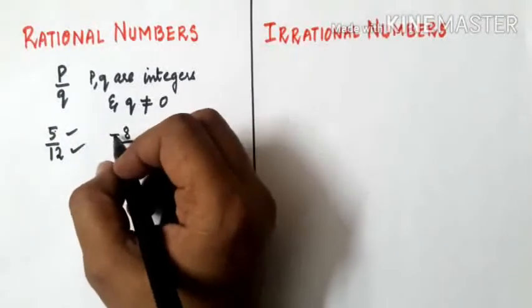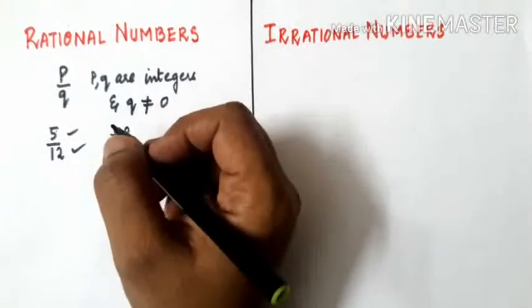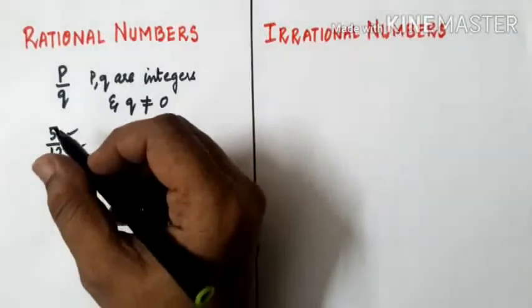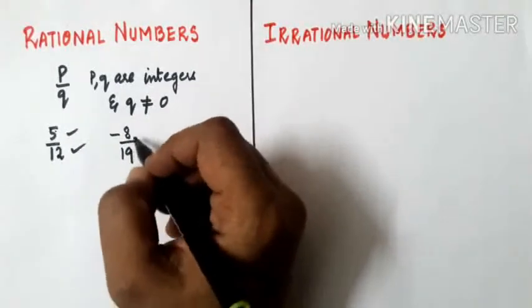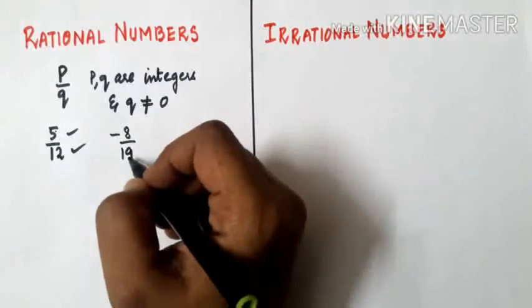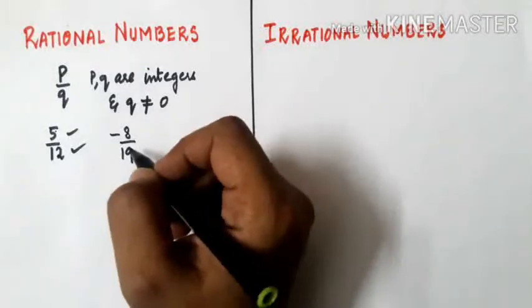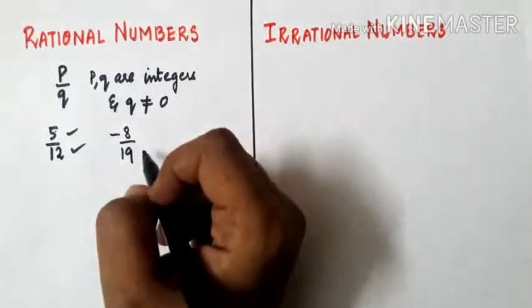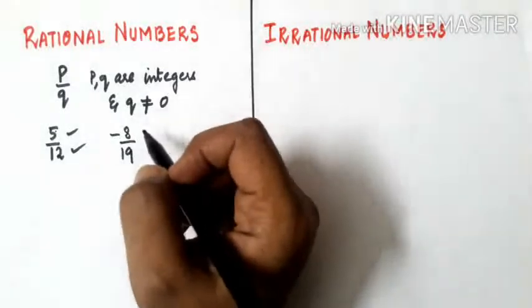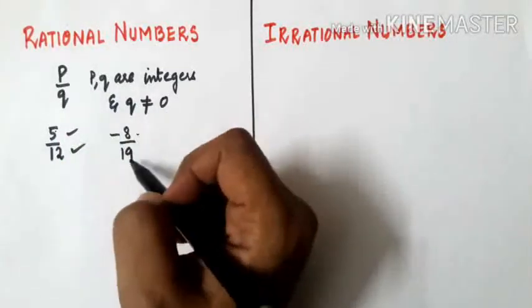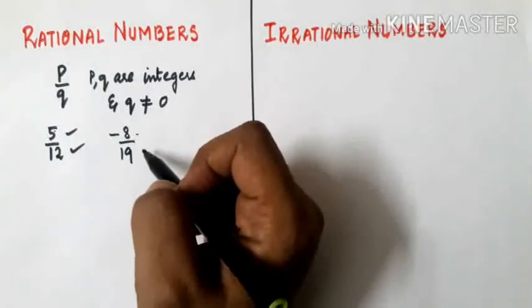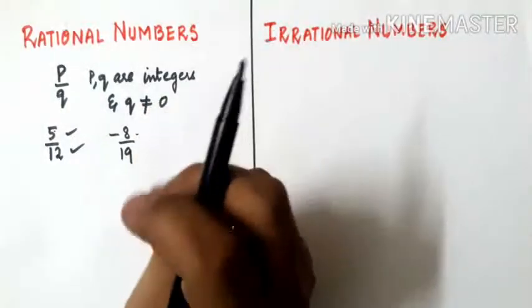It doesn't matter whether negative or positive sign, because in integers we have got all negative numbers and positive numbers. So here minus 8 and 19 are integers, and 19 is not equal to 0, so we call this a rational number. So any numbers you can take, p can be any integer, q can be any integer. Just it should not be equal to 0.